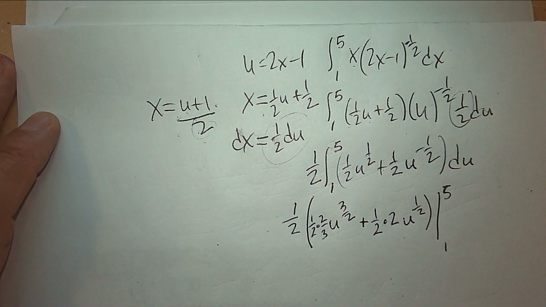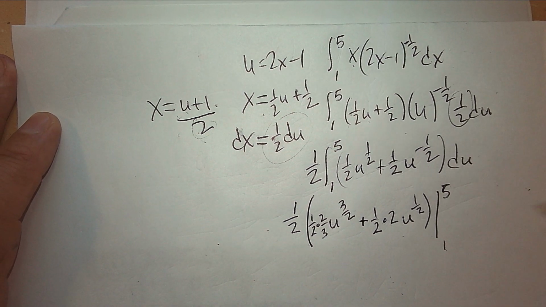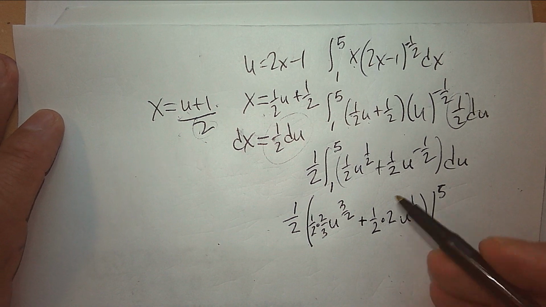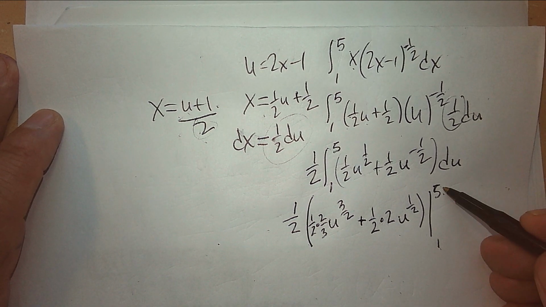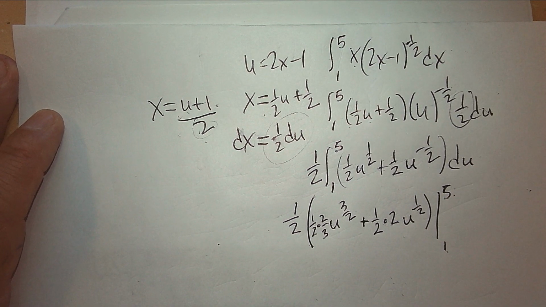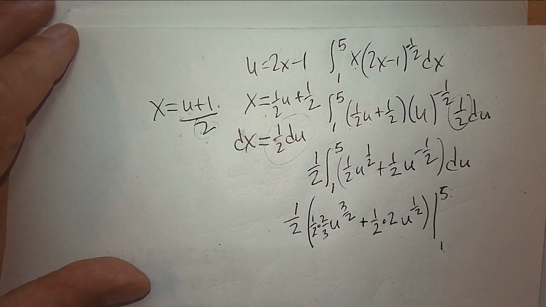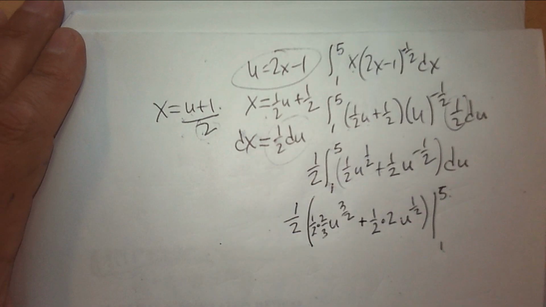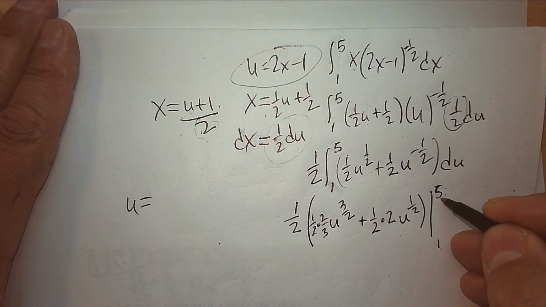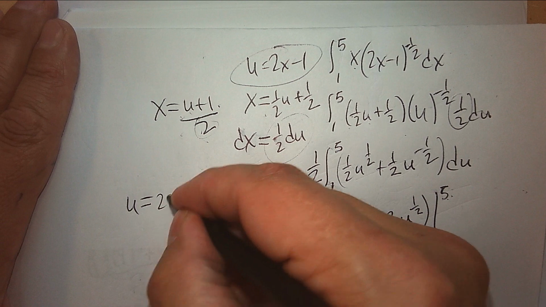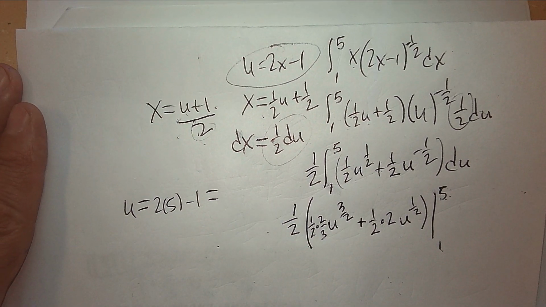Now, the good news here is, let me change this from 1 to 5. The good news here is I don't need to go back to x. Do you see how I went 1 to 5? That 1 to 5 is with respect to x. I can change the bounds to be with respect to u. If I come back here and look, u equals 2x minus 1. So I can take the upper bound, which is 5, that's 2 times 5 minus 1. With respect to u, what are the bounds?